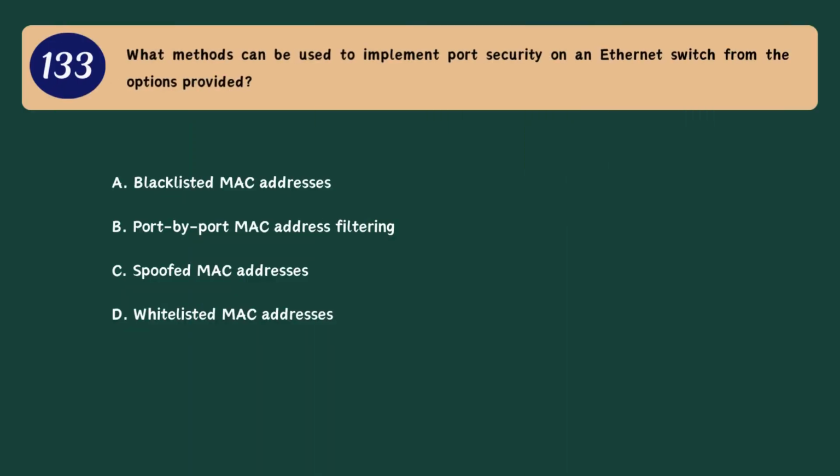Question 133. What methods can be used to implement port security on an Ethernet switch from the options provided? A. Blacklisted MAC addresses. B. Port-by-port MAC address filtering. C. Spoofed MAC addresses. D. Whitelisted MAC addresses.